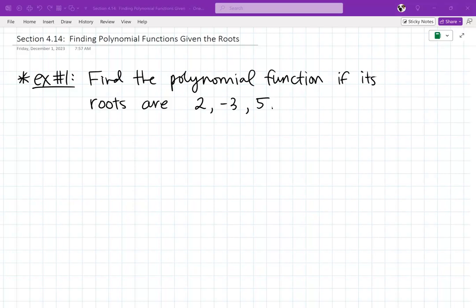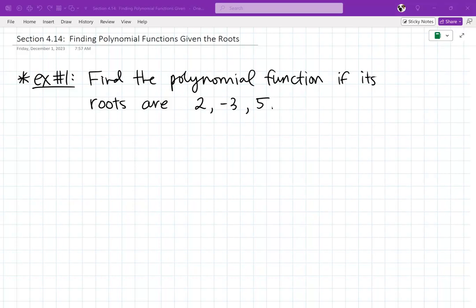All right, so for today, we're starting section 4.14, which is called finding polynomial functions given the roots. What that basically means, in normal English, is: if I give you all the answers, can you tell me the equation that it came from? Can you write out the equation that this came from?